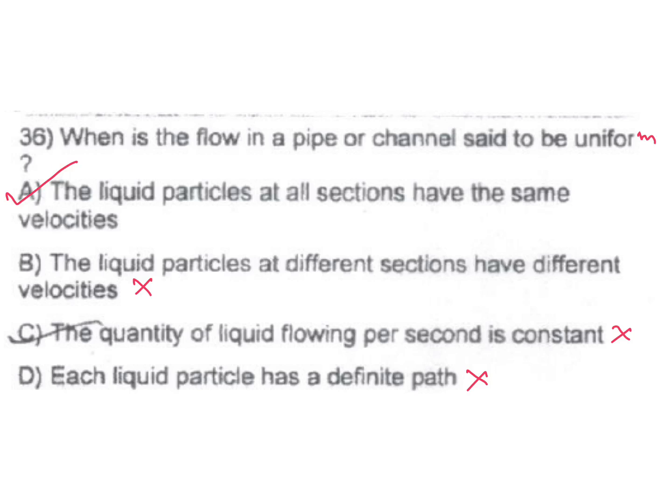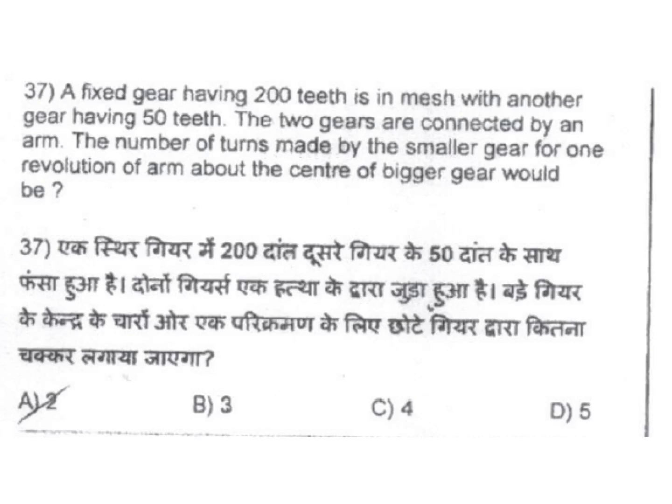A fixed gear having 200 teeth is in mesh with another gear having 50 teeth. The two gears are connected by an arm. The number of turns made by the smaller gear for one revolution of arm about the center of bigger gear would be how much? This type of questions I already solved in objective mechanical videos and ISRO videos. You can check them.